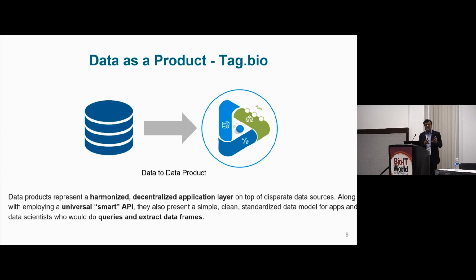A data product in this case represents a harmonized, decentralized application layer on top of disparate data sources, along with employing universal APIs. They represent a clean and standardized model. This way, you not only get your structured information, but you also can have unstructured modeling. So it has three important components.